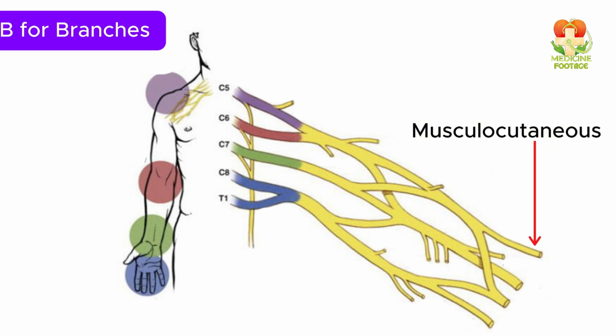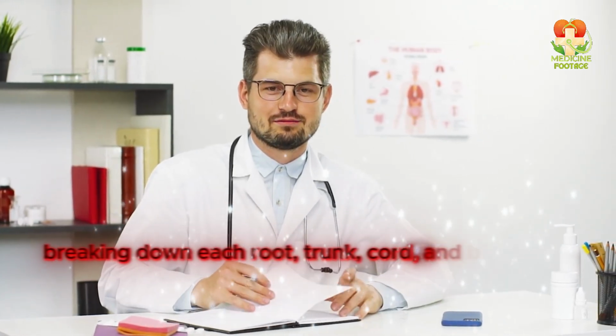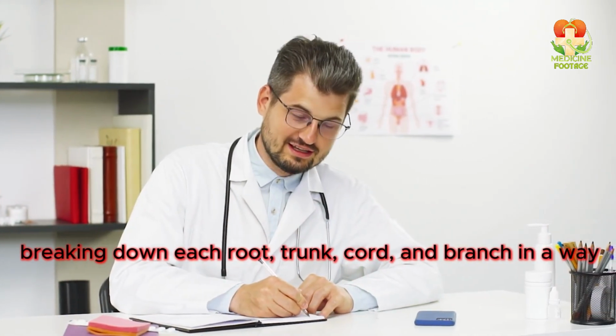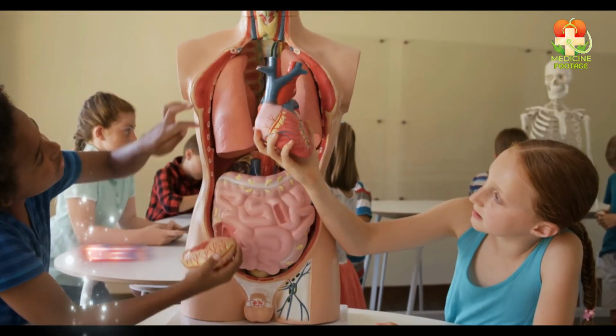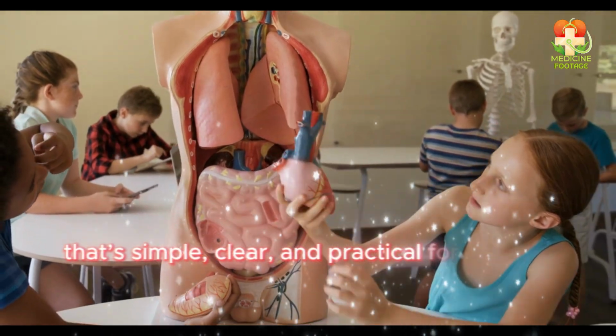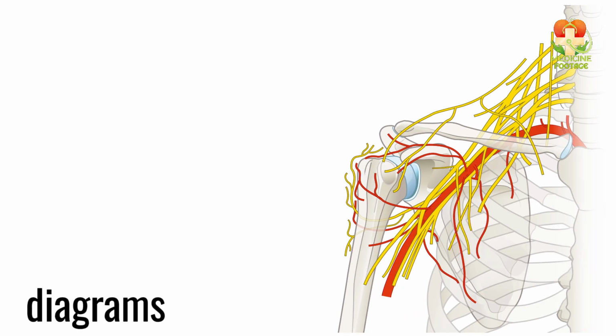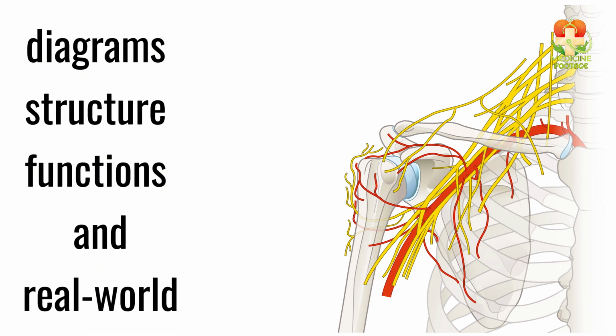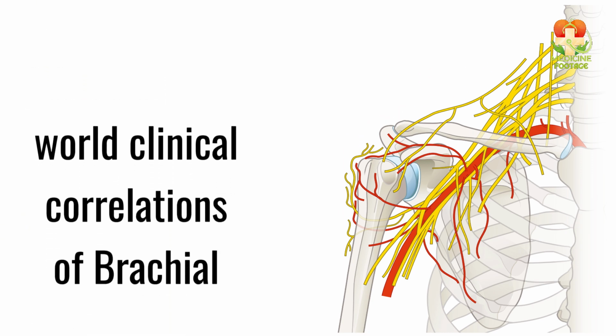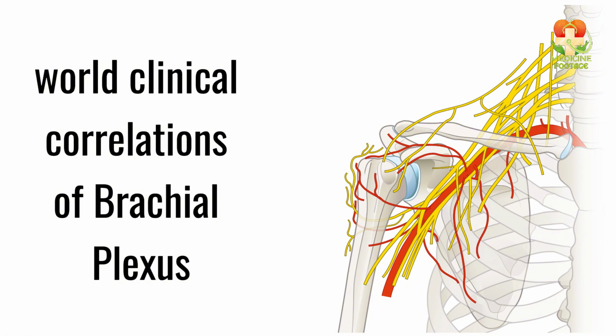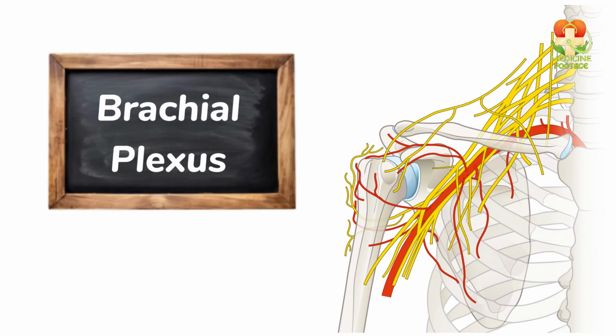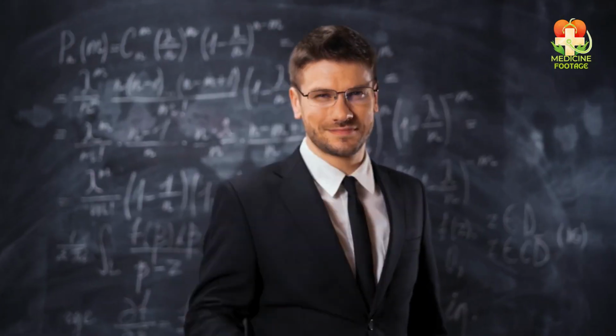In this video, we're diving deep into the brachial plexus, breaking down each root, trunk, cord, and branch in a way that's simple, clear, and practical for USMLE prep. You'll learn mnemonics, diagrams, structure, functions, and real-world clinical correlations of the brachial plexus that will help you understand and retain this vital topic. So, let's get started.